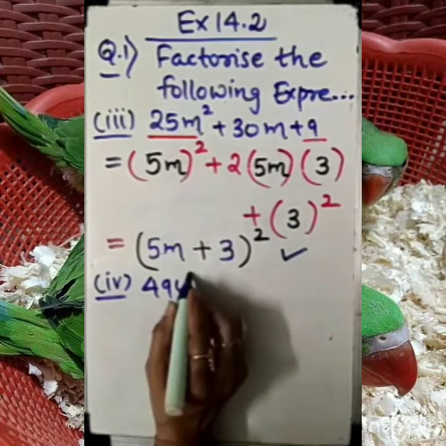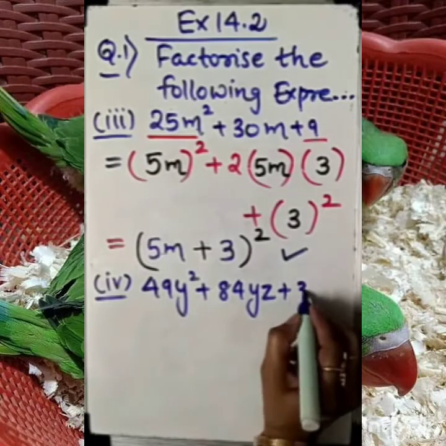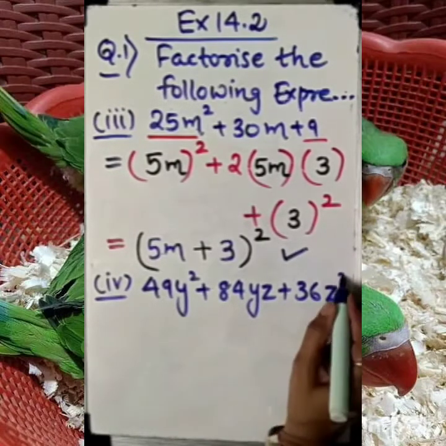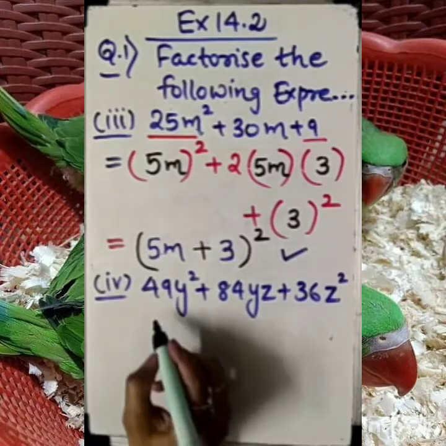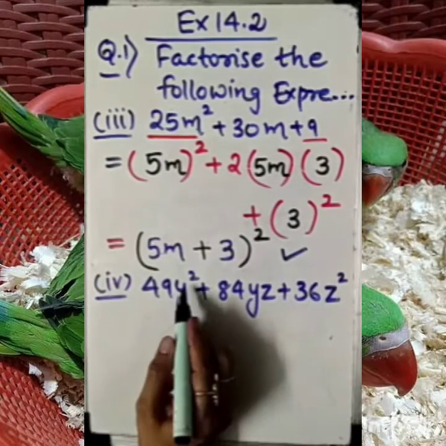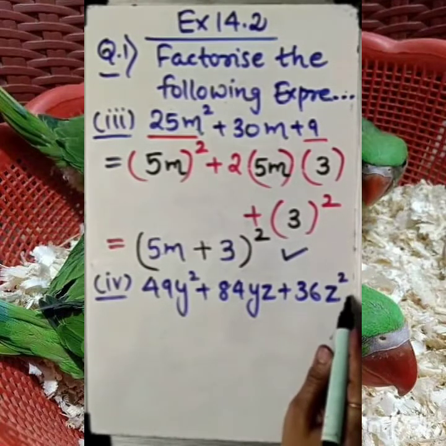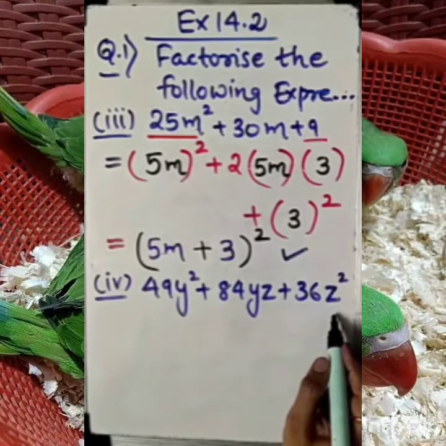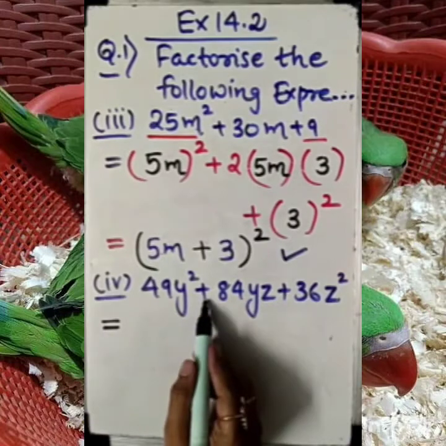49y square plus 84yz plus 36z square. Fine. This we are given in the question. Now first, in the beginning we need to confirm the first term and the last term. Dear student, we know that 49y square is a perfect square of 7y. Agree? The last term 36z square is a perfect square of 6z. Agree? So dear student, here we need to apply the first identity because of this plus sign.